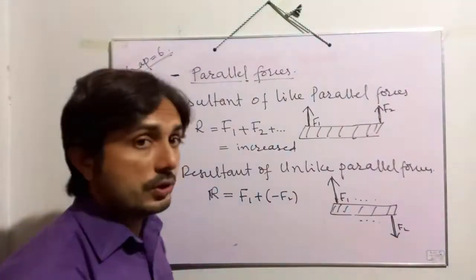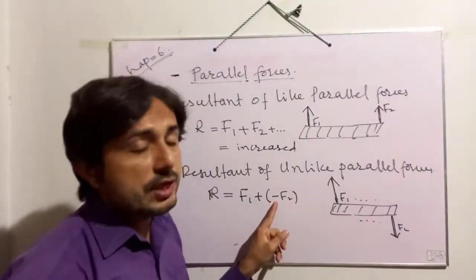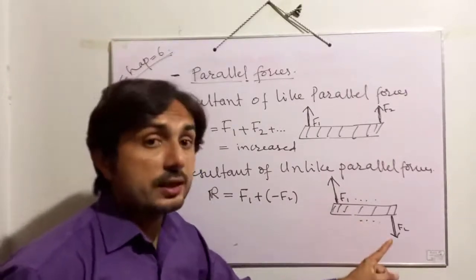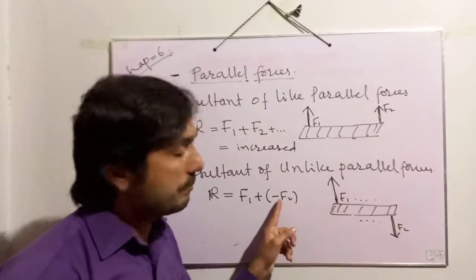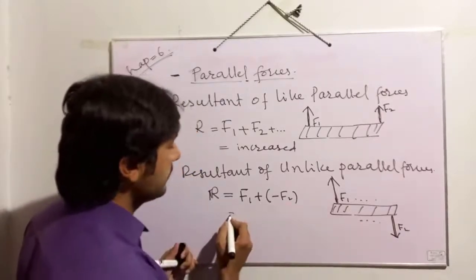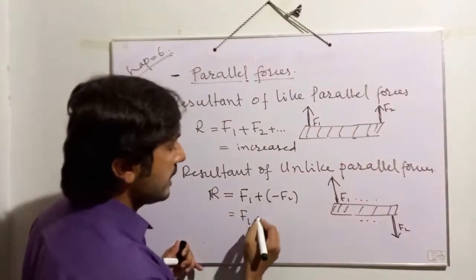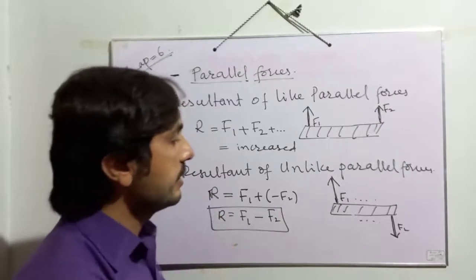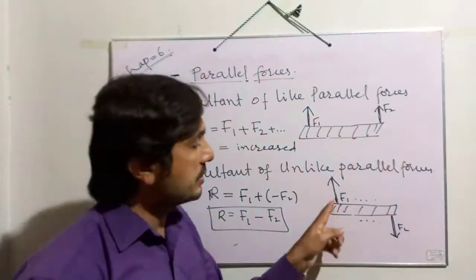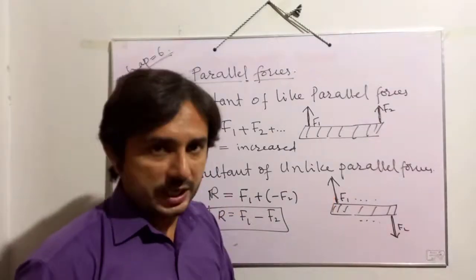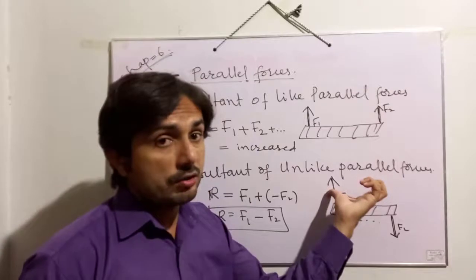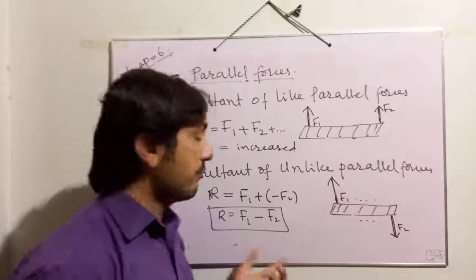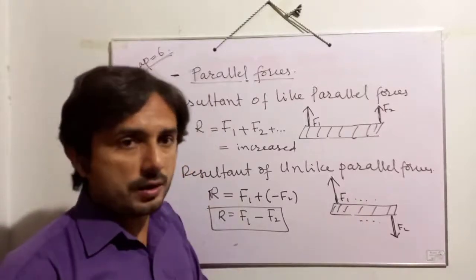Now here, as we know in physics, this negative sign always shows the direction. As you can see, if F1 is positive, then F2 is in the negative direction. So that's why we put the negative sign, and we will solve it. F1 plus and minus, that will be F1 minus F2. So the resultant of unlike parallel forces is always equal to the subtraction of those forces. It means the forces in one direction are subtracted from the forces in the opposite direction. Since we are subtracting, the effect of the resultant force will be smaller than the actual one.